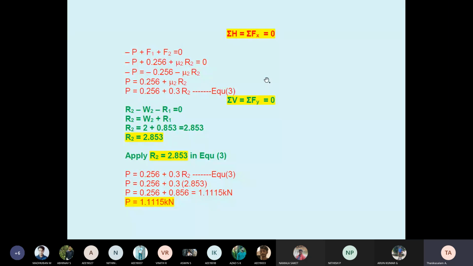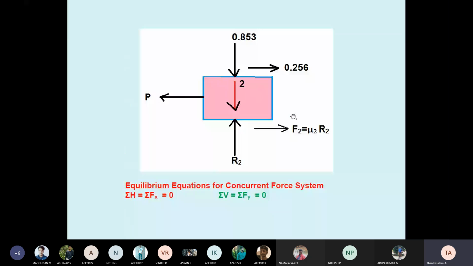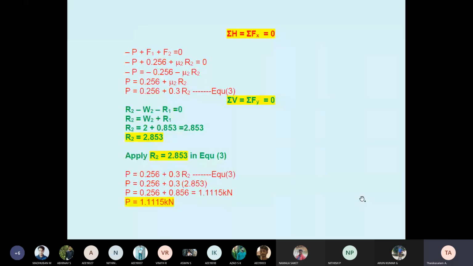So take equation 3. Now the summation of vertical forces equals 0. What are the vertical forces here? R2 minus W2 minus R1 equal to 0. Therefore, R2 equal to W2 plus R1. Therefore, R2 equal to 2 plus 0.853. The weight of the body is given as 2, and R1 is already calculated. Therefore, R2 equal to 2.853. So the 2.853 I have to apply in equation 3. Therefore, P equal to 0.256 plus 0.3 into 2.853. So P equal to 1.115 kilonewton.